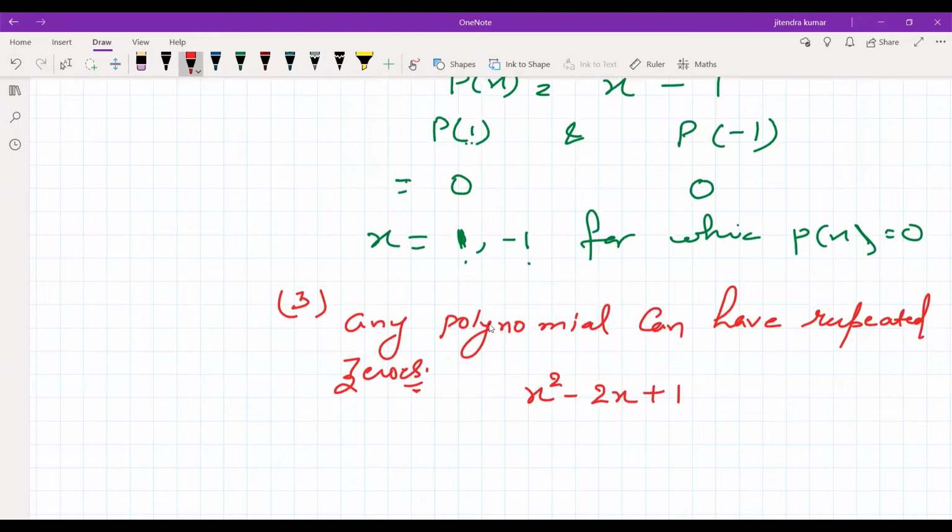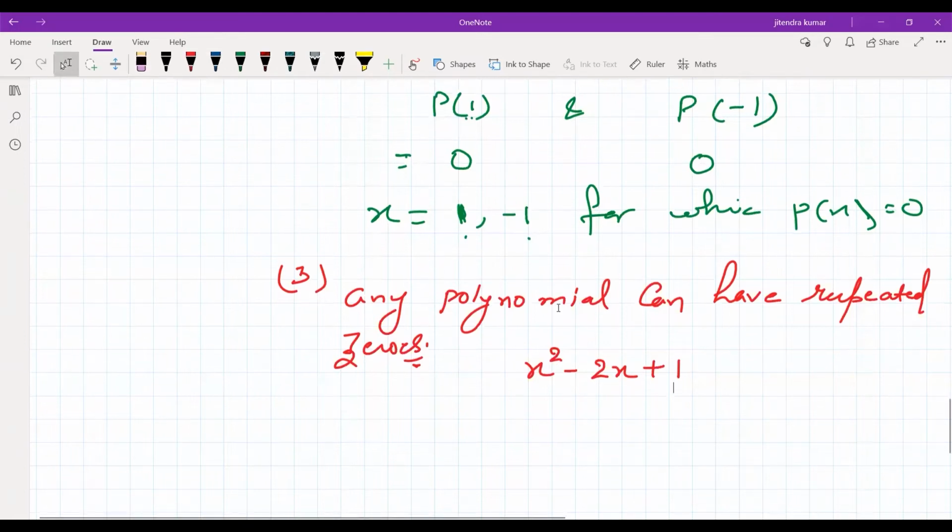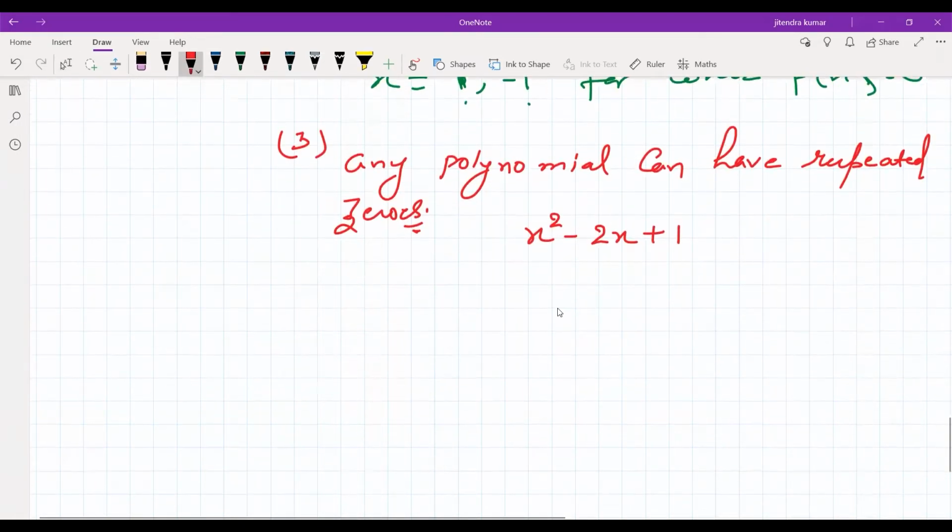If you try to find the zeros of this polynomial, can you guys try? Okay, let me then discuss. We have to find zeros of this polynomial. We can see it is basically (a minus b) whole square. If we expand (x minus 1) whole square, you will get x square minus 2x plus 1.